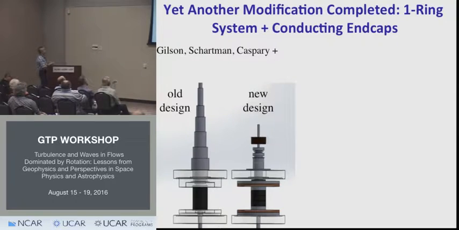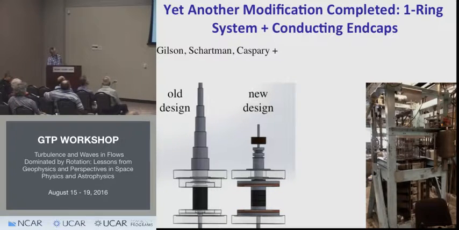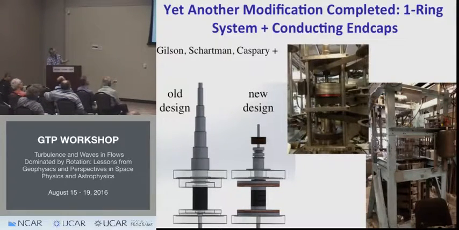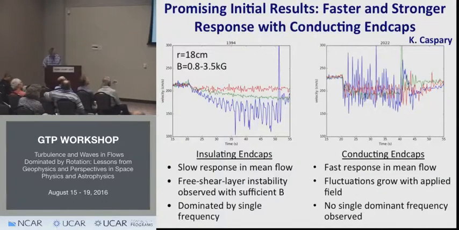This is our original idea. We modified the design to one ring, but with conducting copper about 2 centimeters thick on each side, and in between is about 28 centimeters of liquid metal. And this is the new device, a zoom-in version of the top part only. It's much more compact and easier to operate. So this is the newest result, an initial result.